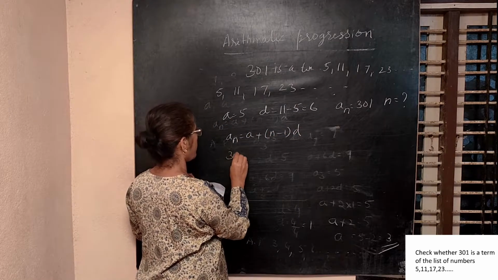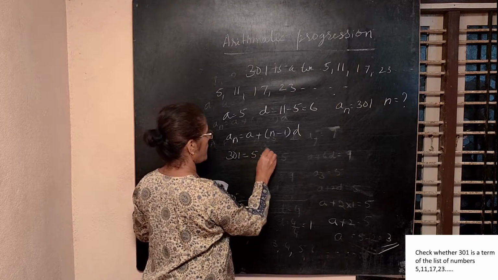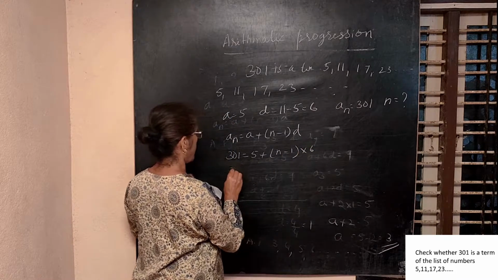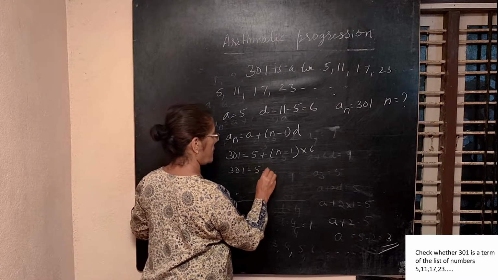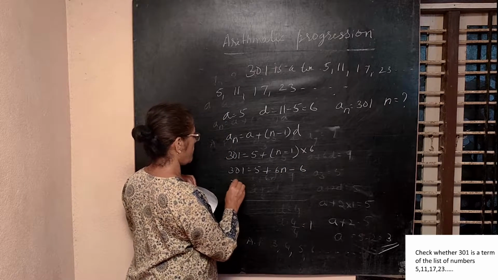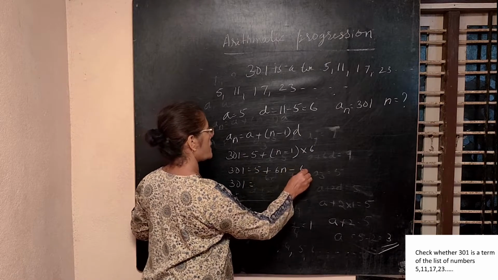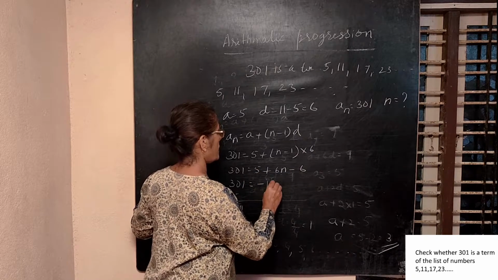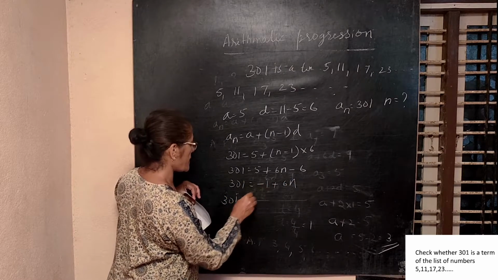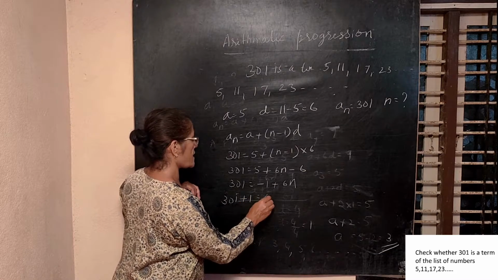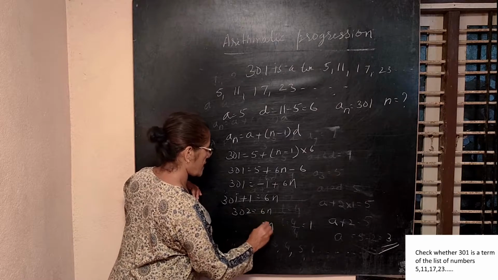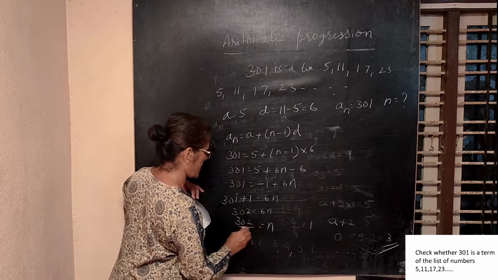An, that is 301, is equal to 5 plus n minus 1 into D, which is 6. So 301 is equal to 5 plus 6n minus 6. So 301 is equal to 5 minus 6, which is minus 1, plus 6n. So 301 plus 1, if you take this side, is equal to 6n. 302 is equal to 6n. So n is equal to 302 divided by 6.